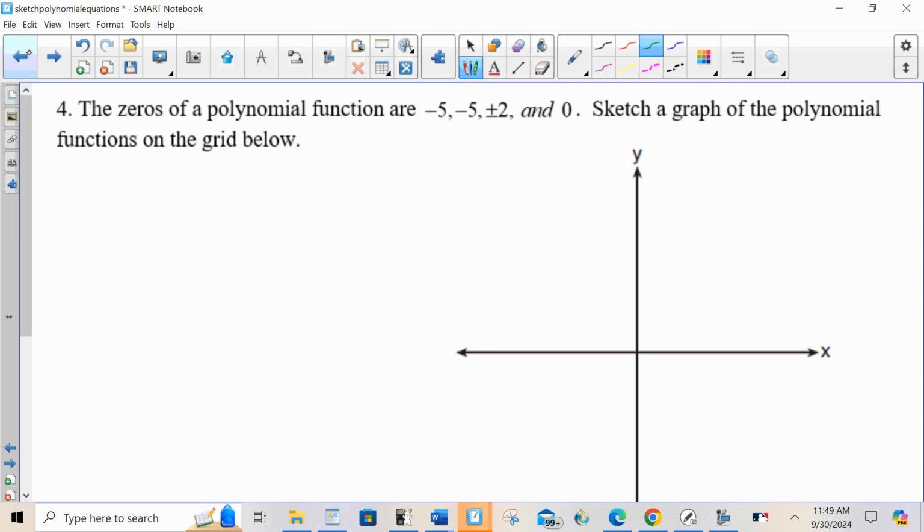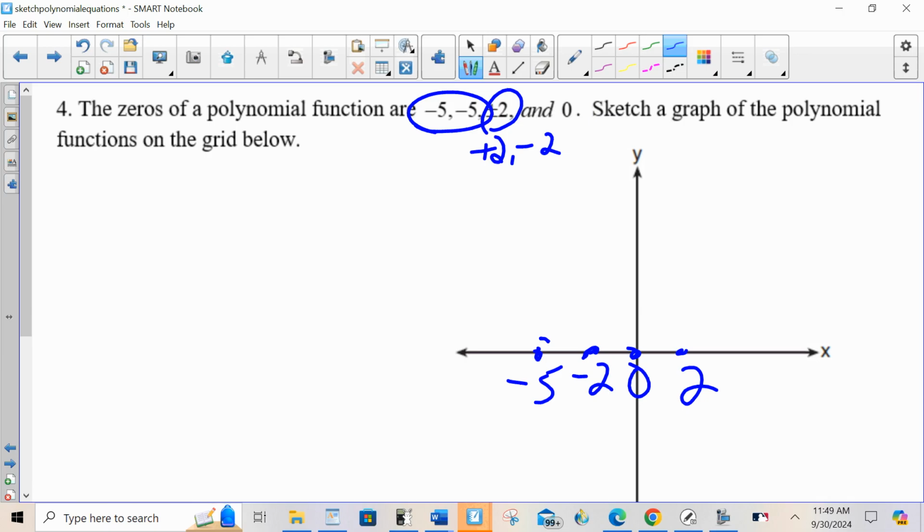If you see a plus or minus, let's talk about this one quick. So the zeros hit the x-axis. The zeros are -5. When it says plus or -2, it just means +2 and -2. So -5, -2, 0, 2. -5 is a double root. So it's going to bounce off that one. It's going to pass through everything else.